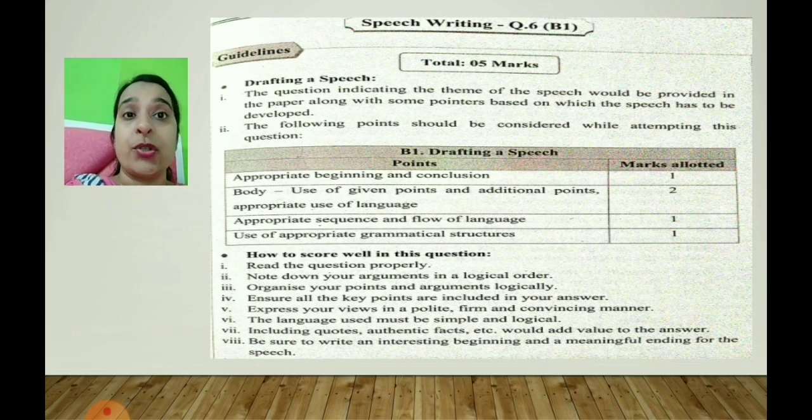As I told you, you should start with a thought-provoking question, or whatever the facts are, they should be authentic. That will add value to your answer. And be sure to write an interesting beginning and a meaningful ending for the speech. Your introduction should be very catchy. It should attract the audience. So it should be a very interesting beginning and a meaningful ending for the speech. So children, remember all these points. And it is a 5 mark question in your examination.